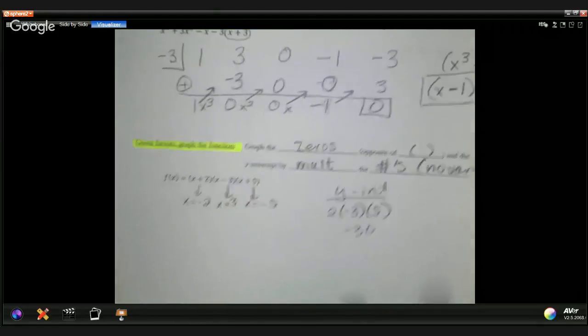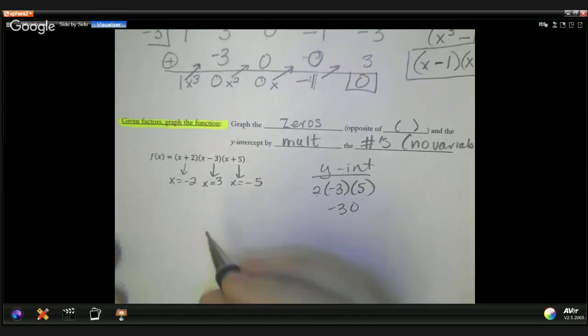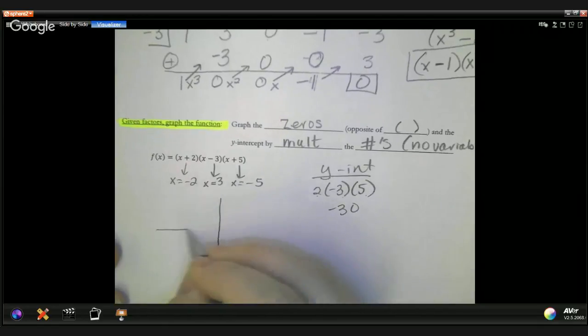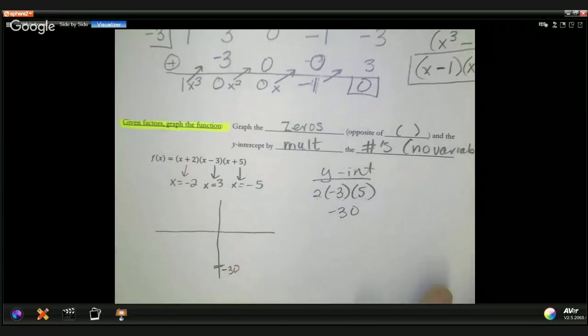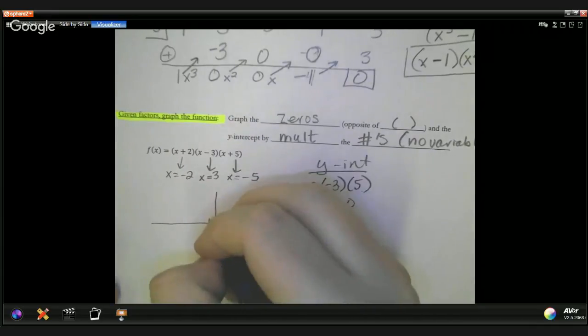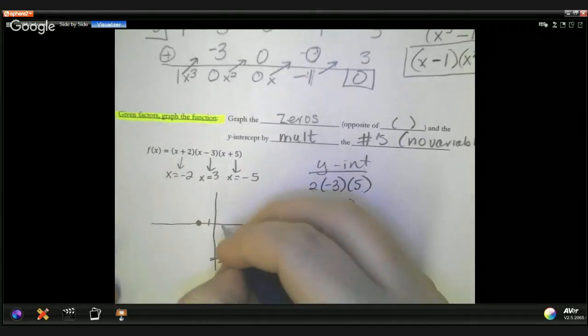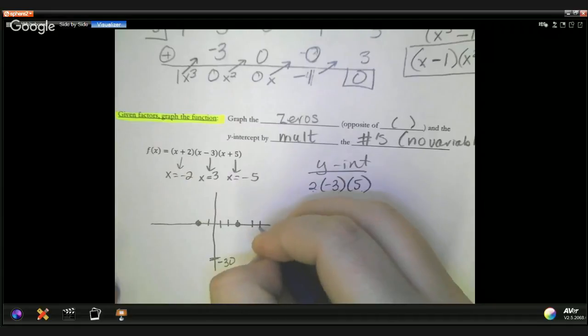Now, we're not doing a super technical graph, but we're getting to be more technical than we were before. So the first thing I need to know is that way down here at negative 30, my graph's going to touch. I also know that it's going to touch at negative 2, at positive 3, and at positive 5.